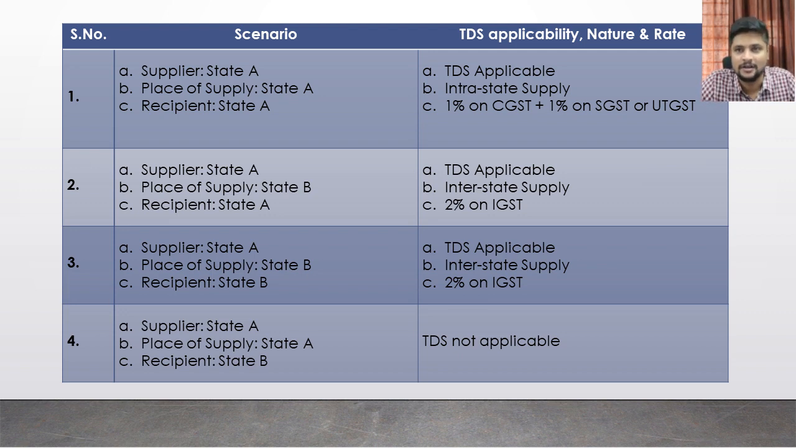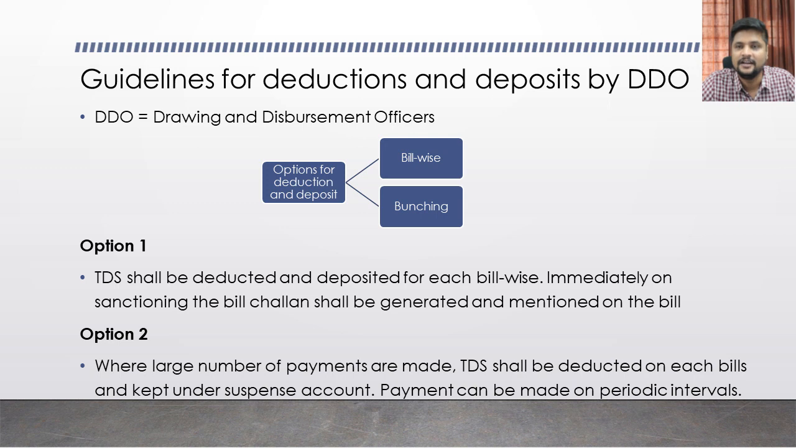Okay, so this is the provision on the applicability of TDS. Now we are going to discuss the small guidelines relating to deductions and deposits by DDO. What are all the guidelines provided by the Act, and there are some options provided for the DDO regarding deduction of TDS as well as deposit of TDS. The full form of DDO is Drawing and Disbursement Officer. Any person who is registered as a TDS deductor, and who is responsible to deduct TDS, is called a DDO under this Act.